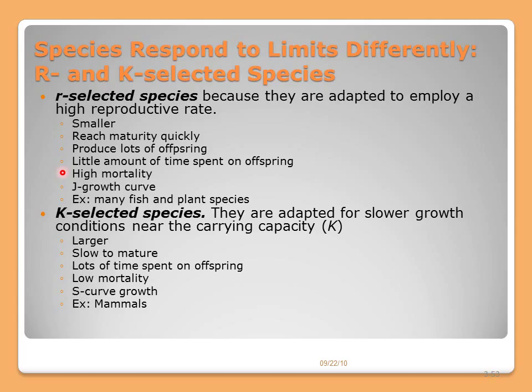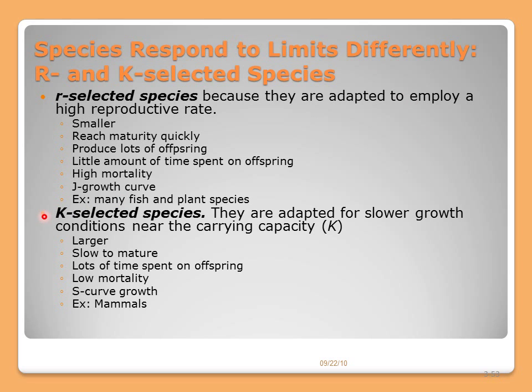And so there tends to be very high mortality, but since they produce so many hundreds or thousands of eggs, still quite a few will survive. And with these organisms, you tend to see that J growth curve, where the numbers just shoot really, really high, and then they might drop and cycle through again.